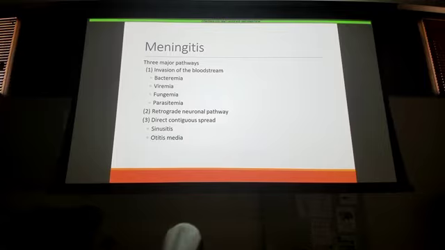Several ways that it can get there: through the bloodstream, through a retrograde neuronal pathway, similar to Naegleria again. That olfactory nerve, which is just ending right in our nose, all those nerves right there absorbing the smell particles. Bacteria can get on those and find their way to the central nervous system. And then it could be either direct or secondary spread, like through a sinusitis or otitis media.